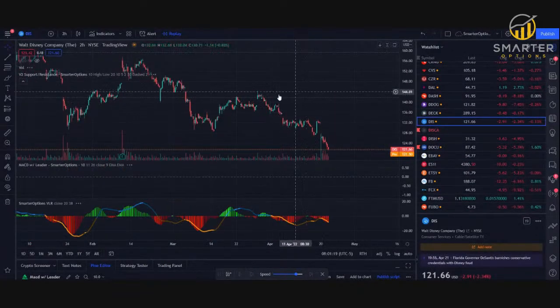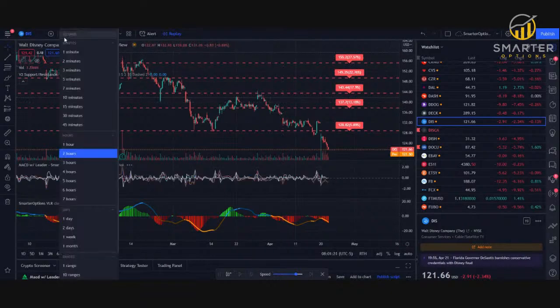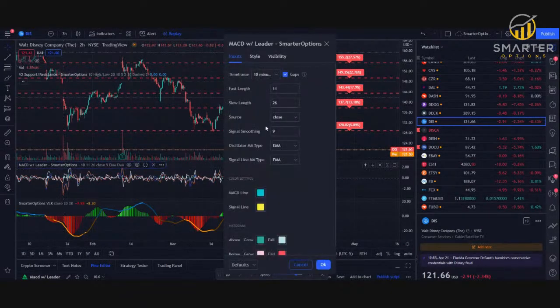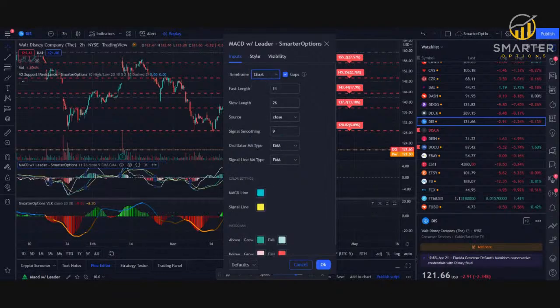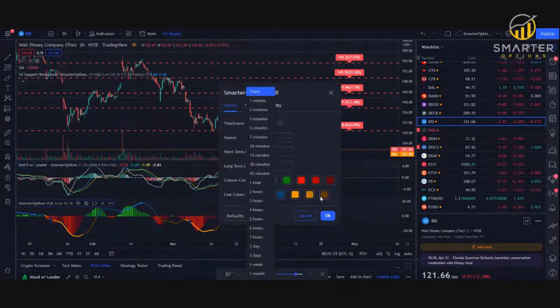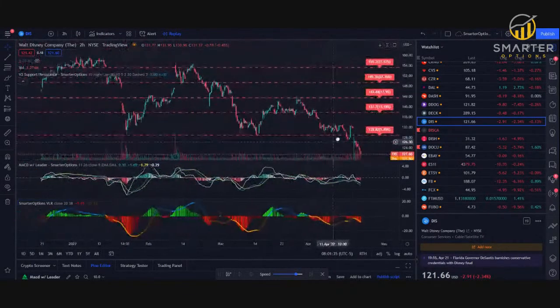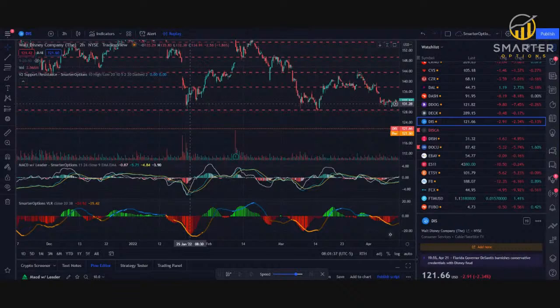Let's look at Disney real quick. This is the 2 hour chart. But whether you're on the 2 hour chart, okay, let me just set this to the chart. Yeah, that was already set. Okay, same thing like right here.